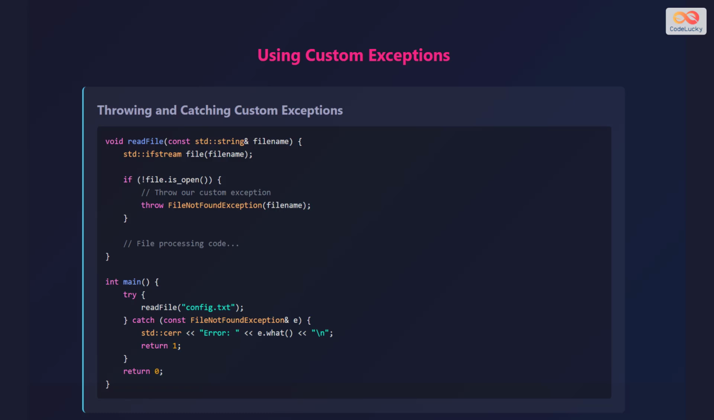In the main function, we wrap the call to the readFile function in a try block. If a FileNotFoundException is thrown, the corresponding catch block will handle it. Inside the catch block, we print an error message to the standard error stream using the what method to retrieve the descriptive error message, and then return 1.